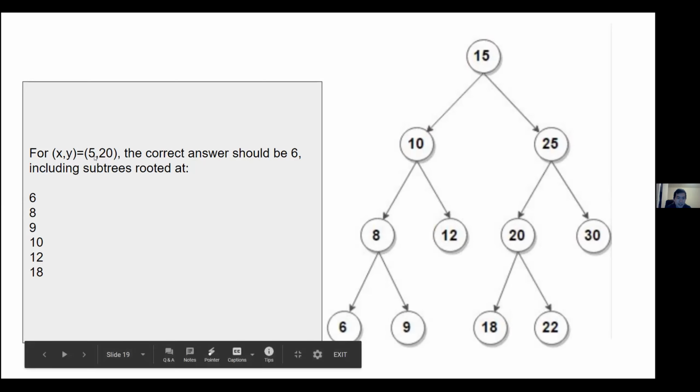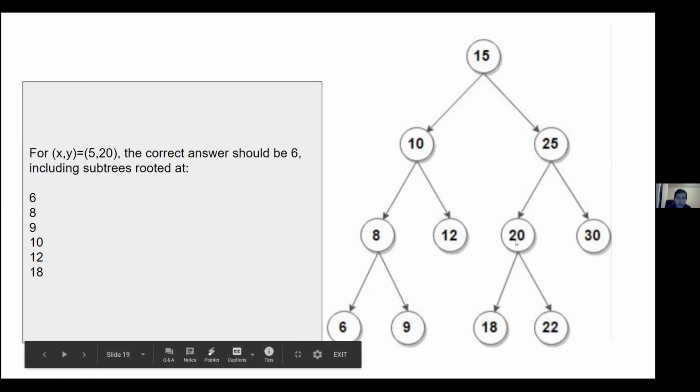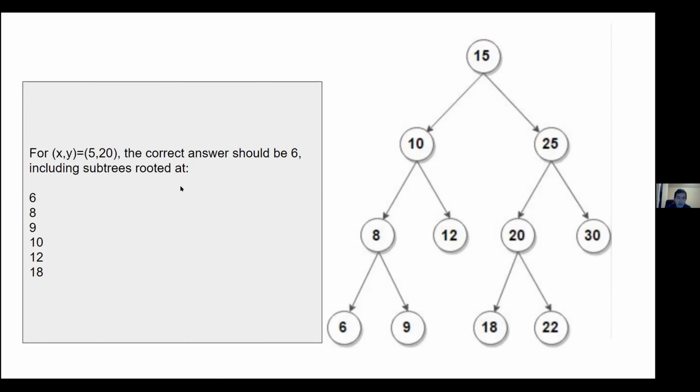Note that the range is inclusive on the left and exclusive on the right. So 20 is actually not in range. Even if 20 were in range, the subtree rooted at 20 would still not be a subtree within this range, because 22 is not in the range.